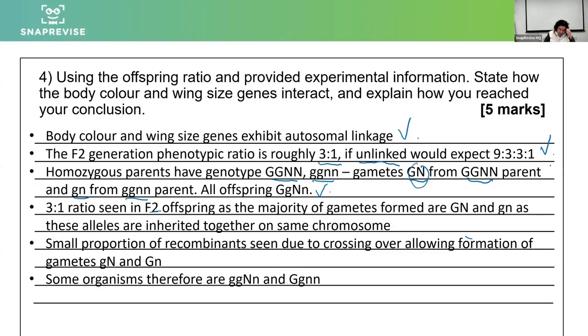As the majority of gametes formed are homozygous for the dominant and recessive traits, as these alleles are inherited together on the same chromosome. A small proportion of recombinants are seen due to crossing over, which leads to the formation of recombinant gametes. Therefore, some organisms will have these genotypes here, which is what we observe in the table.